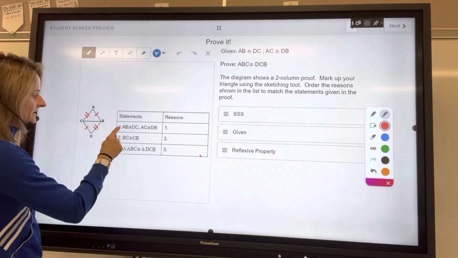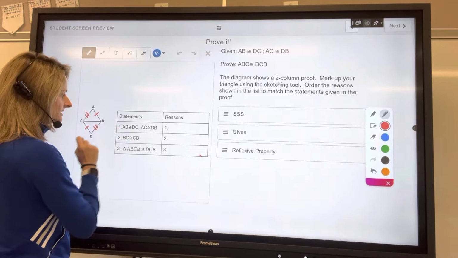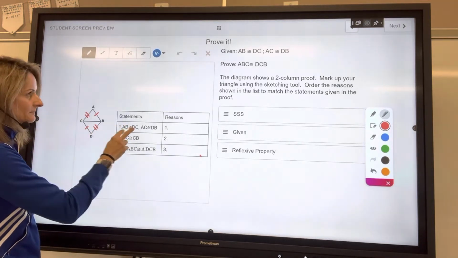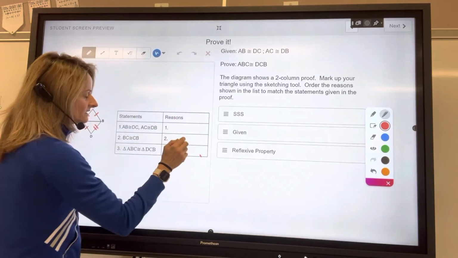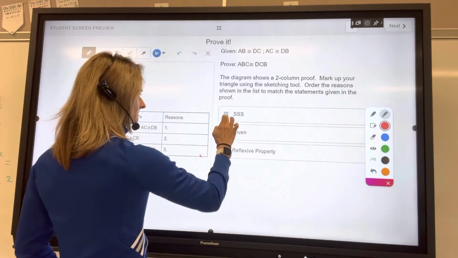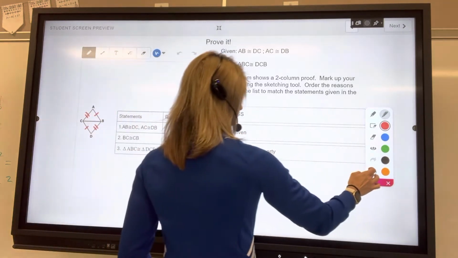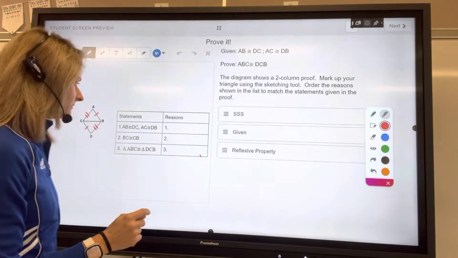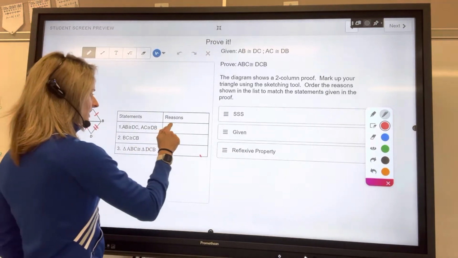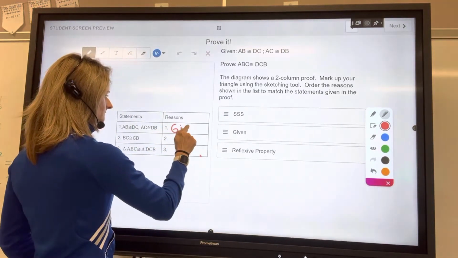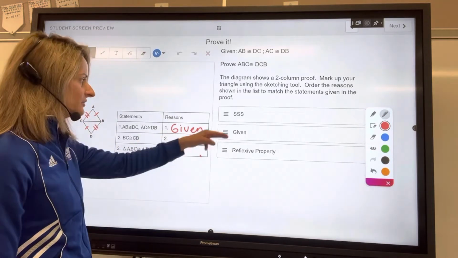So, why do we know that AB is congruent to DC and AC is congruent to DB? This information. We know that because it's given. So the reason is given. I can't drag given to the top when I'm using the annotation tool, so I'm just going to write given here. But go ahead and drag your given to the top.